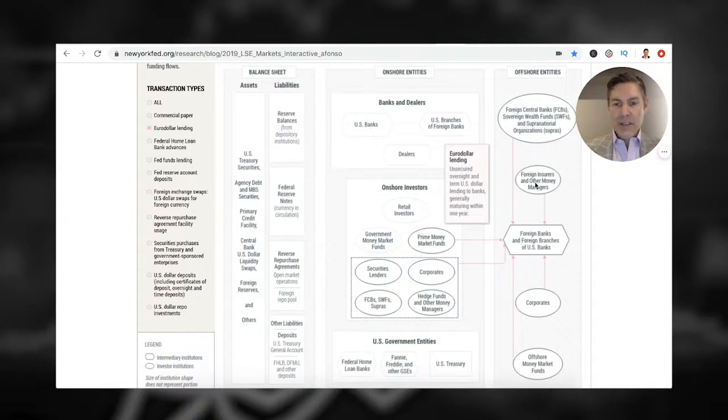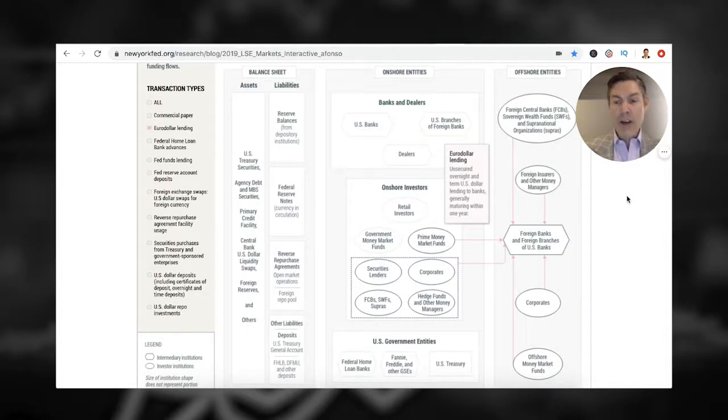All of these entities, the prime money market funds, the corporates, the hedge funds, and European corporates and offshore money funds and foreign central banks, they all lend dollars to foreign banks. Well, what do those foreign banks do with the dollars? They turn them into new loans. In other words, they create new money supply, new dollar money supply with those loans.